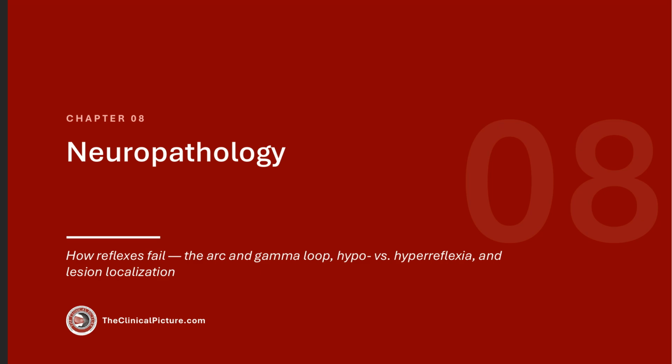Once you understand those two mechanisms, the single most counterintuitive fact in this material becomes obvious: why a lesion in the brain produces more reflex, not less. That is not intuitive the first time you meet it. By the end of this chapter, it will be.